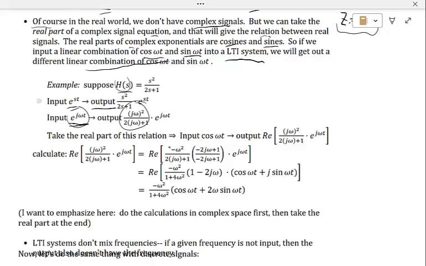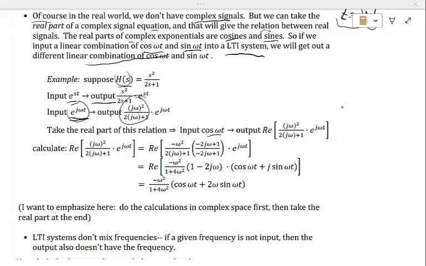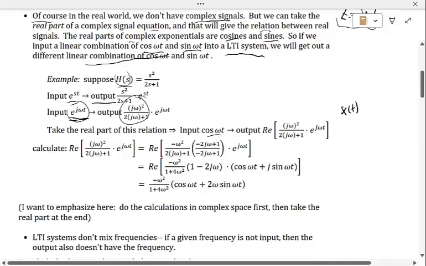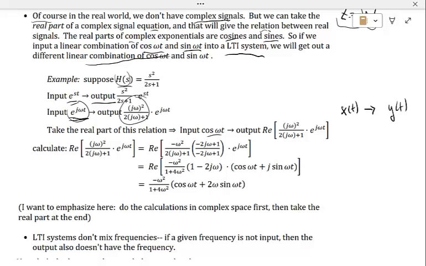So the real part of this input is cosine omega t, right? And the output is going to be the real part of this output. Now, if you want to go into the math of why that is, if I have x of t, and that gives me a y of t, and then I take the complex conjugate of x of t, and that gives me the complex conjugate of y of t, then you take the average of x of t plus x star of t.